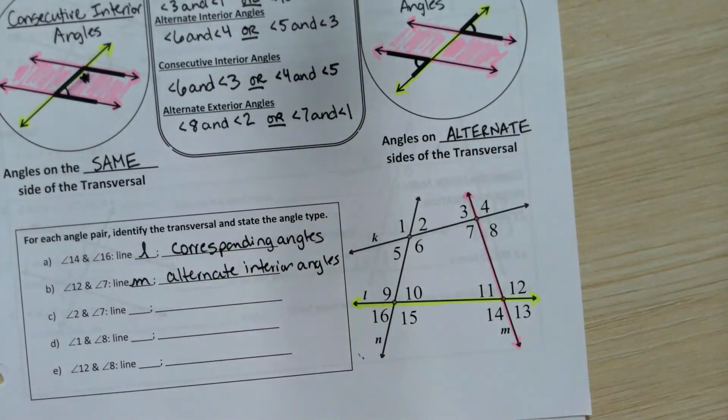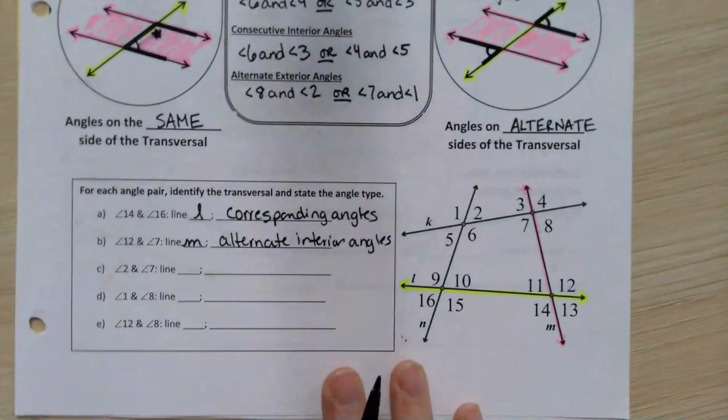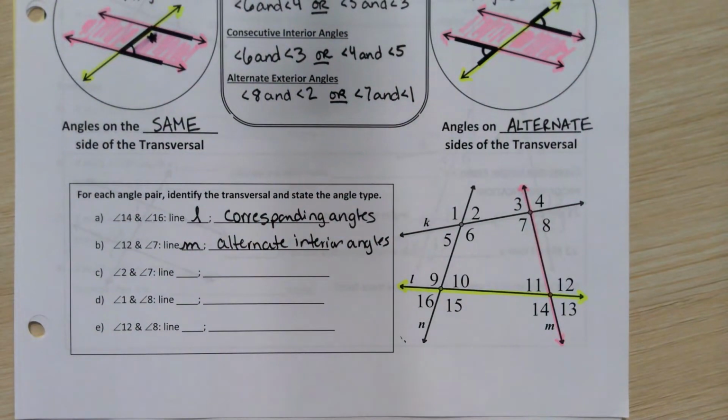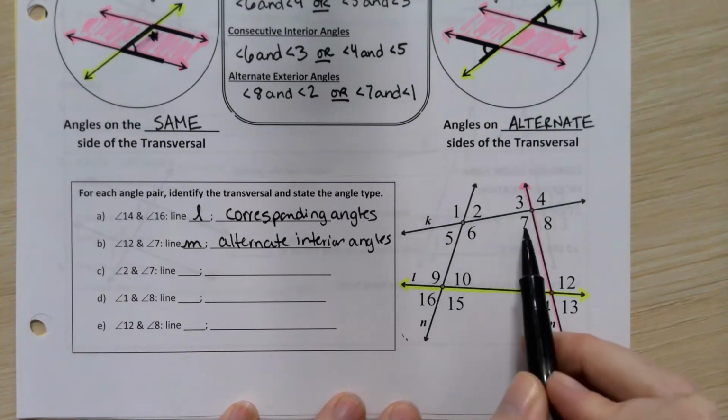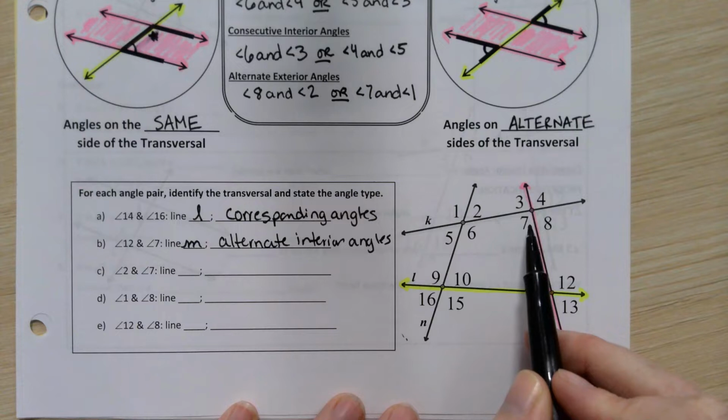If you'd like, you can pause and try to answer these next 3 on your own and then come back and see how you did. Or if you're not feeling ready for that yet, then just keep on watching. Angle 2 and angle 7 are up next. So I'm going to find them. Angle 2 and angle 7 are up here.